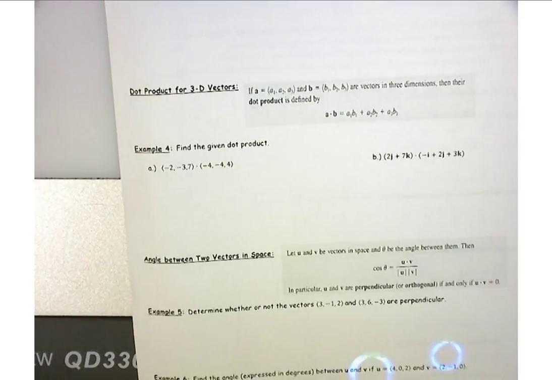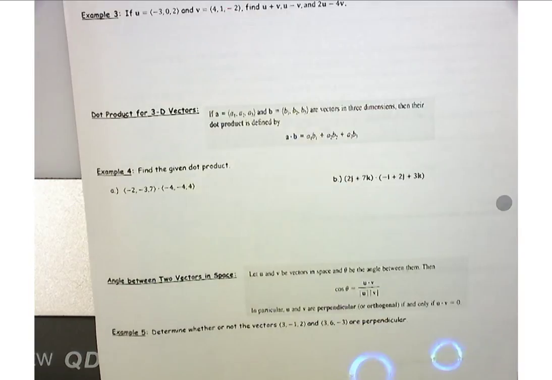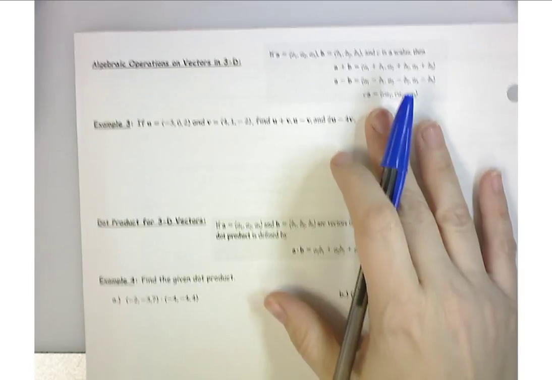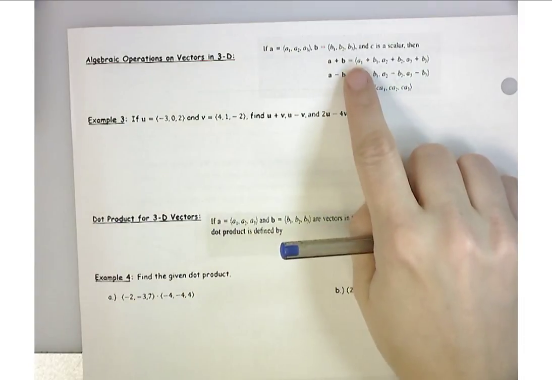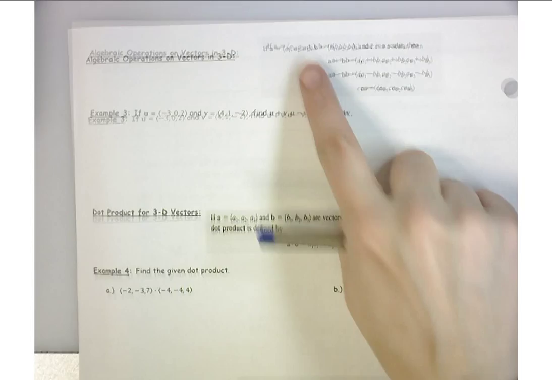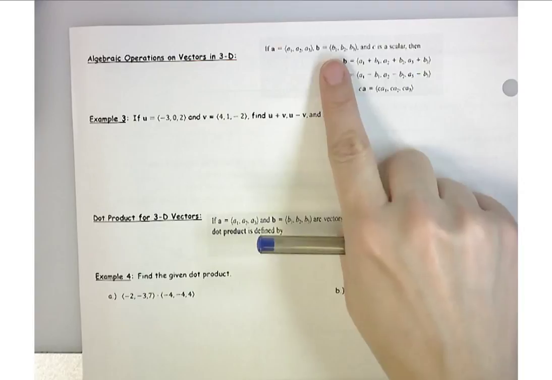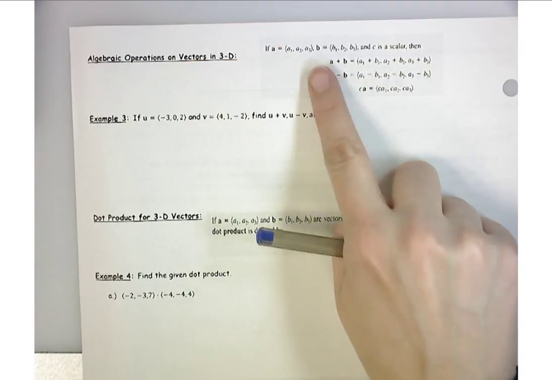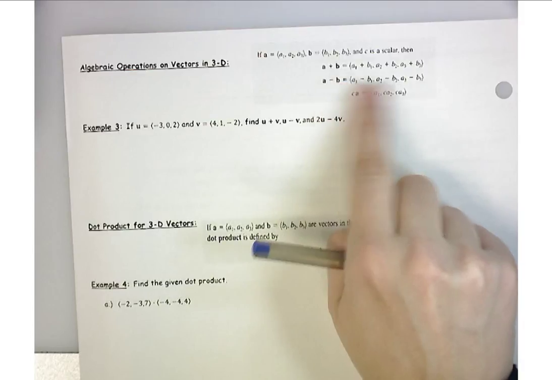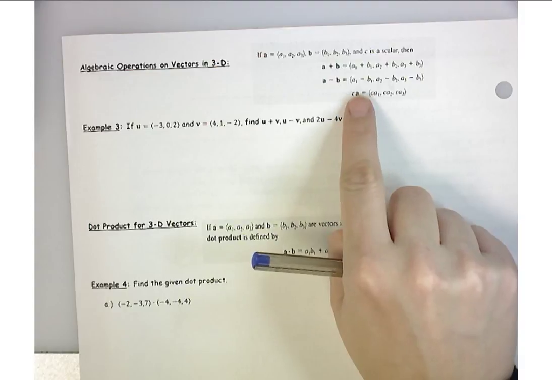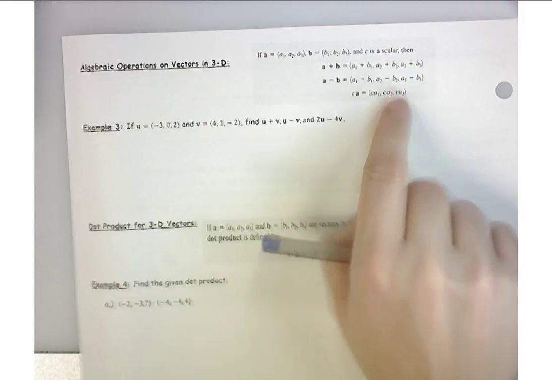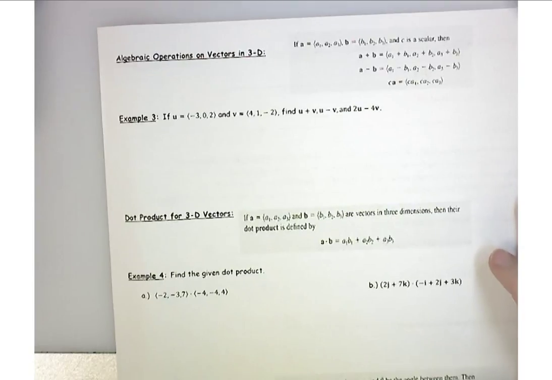Okay, so algebraic operations on vectors in 3D. Okay, this is the same as 2D. The only difference is now we have that third dimension. So to add, you're adding the first components together, the second components together, and then the third components. Same with subtraction. And then if you're multiplying by a scalar, then you're going to multiply everything by that scalar.